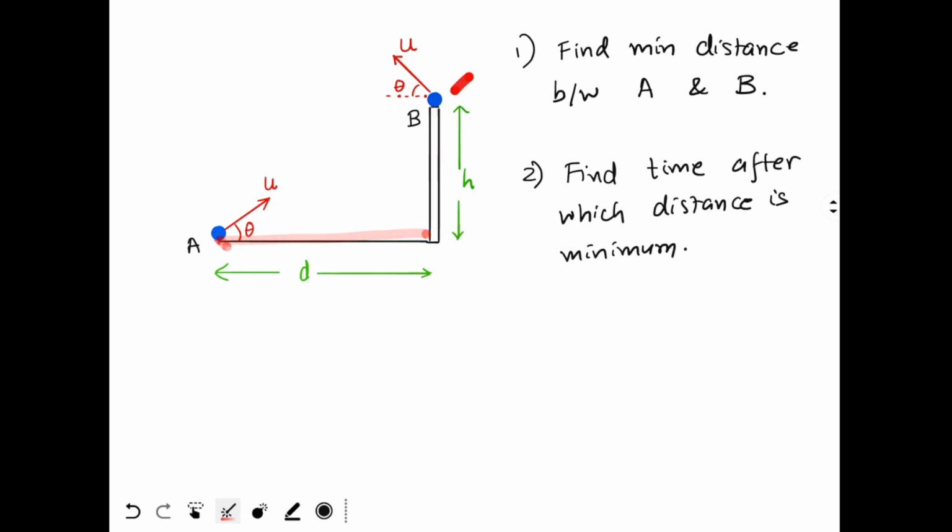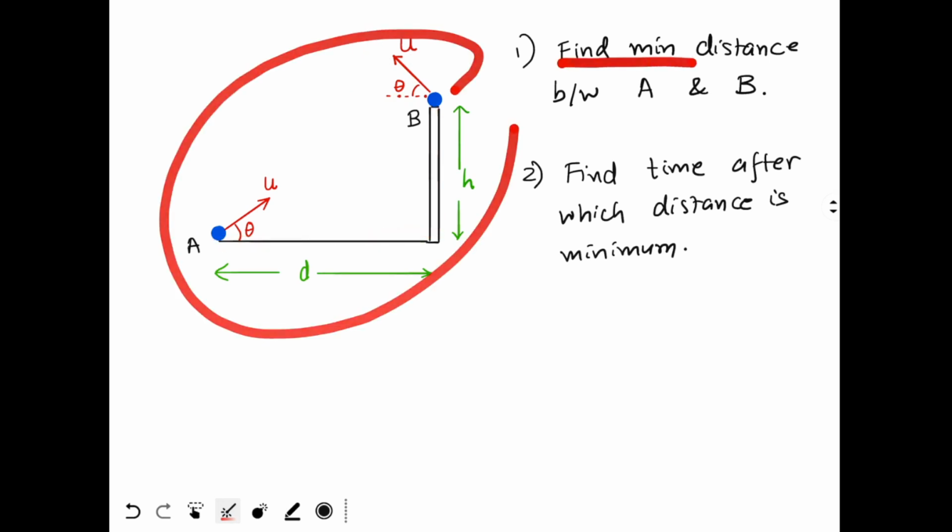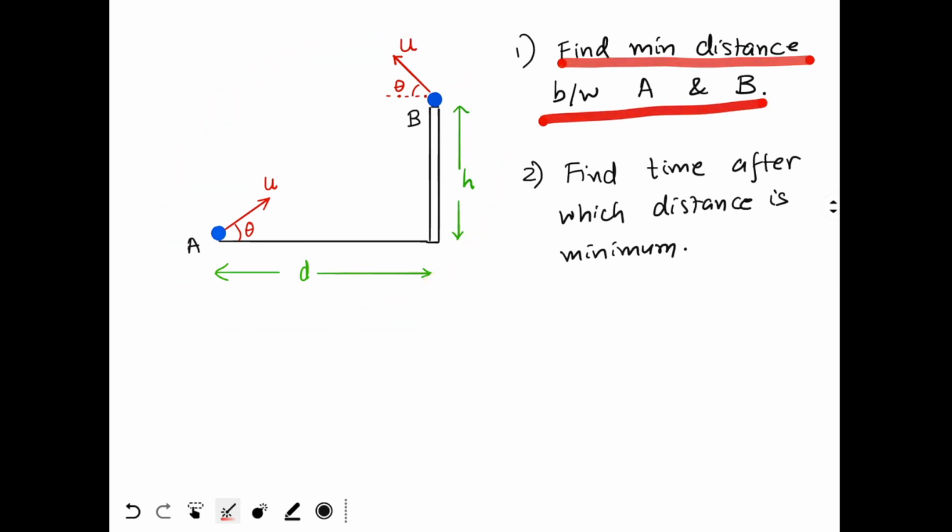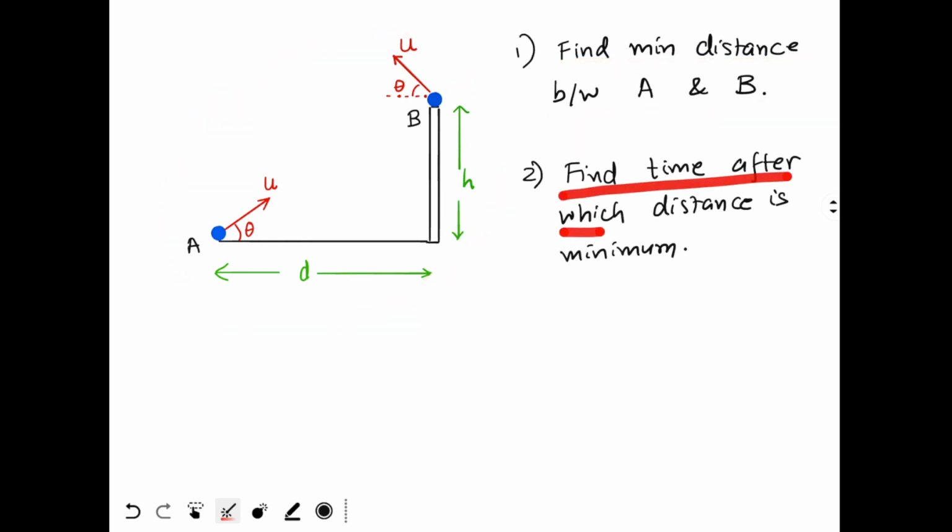So this is your initial condition, and we have to find the minimum distance between A and B, and also the time after which the distance will become minimum. So how do we solve this question? We will go into relative motion. First of all, we look at the relative acceleration.